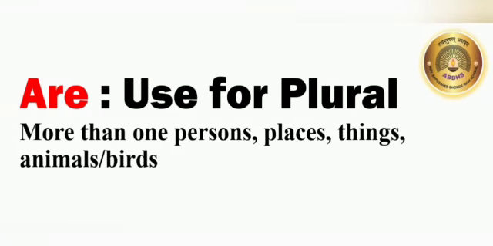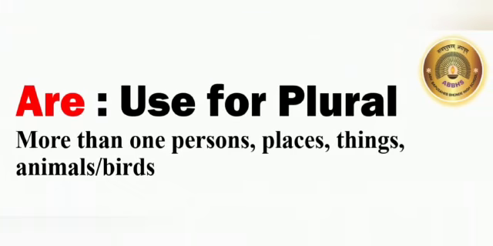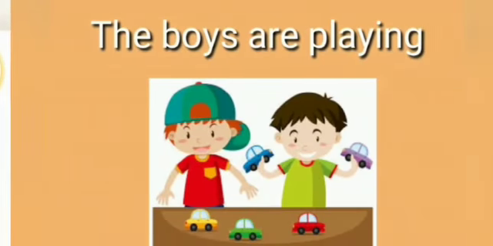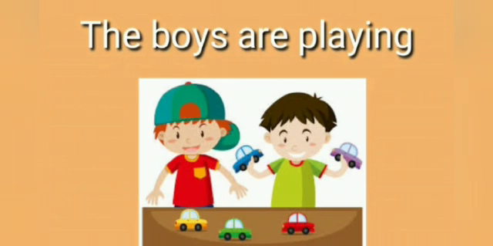Now the third one is are. The way is is used with singular, are is used with plural. Plural means more than one. When we are talking about more than one person, more than one place, more than one thing, more than one animals or birds, then we always write are. For example, the boys are playing.